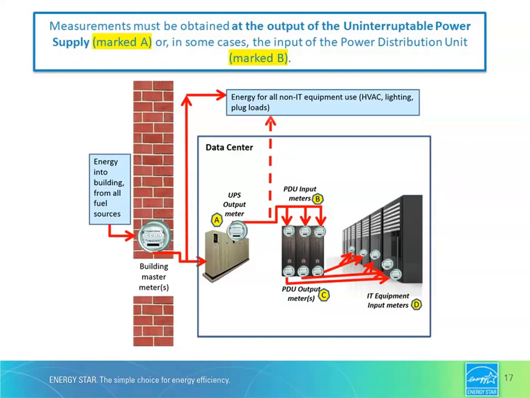So if we follow the flow a little further, we see location B, the PDU input. PDUs, or power distribution units, as their name suggests, distribute power to the IT equipment. In some cases, the IT energy meter can be placed at the PDU input instead of the UPS output, and we'll go over those cases later. You can also meter downstream from that at either the PDU output, location C, or at the IT equipment input, location D. However, neither of those last two metering locations are acceptable for purposes of Energy Star certification.